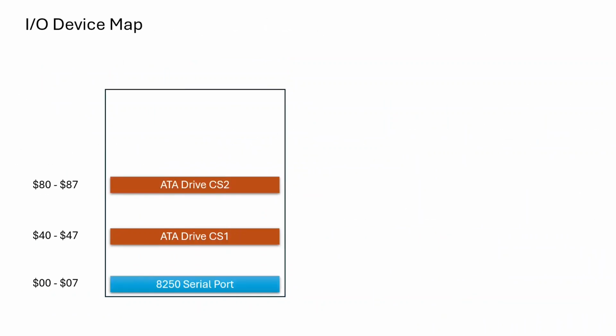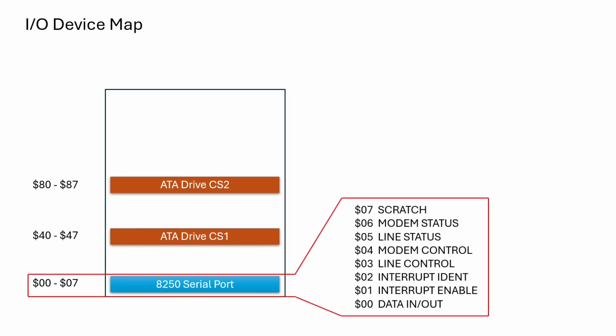In the I/O device map, I've really only got two devices: an 8250 serial port, and my ATA drive. The 8250 serial port's very simple. It's got a set of 8 registers. The data in and out register is at I/O address 0. The line status register is at address 05. It's really easy to use, almost trivial to write I/O code for the serial port.